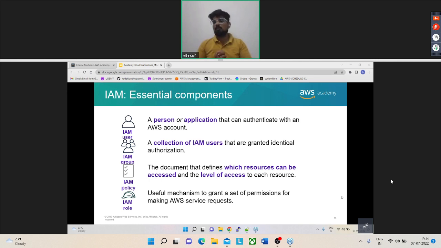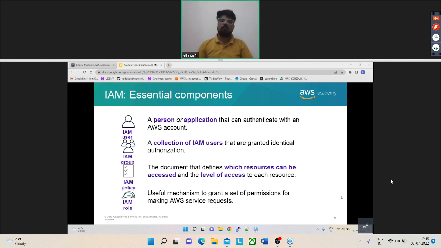AWS has created IAM groups, and inside an IAM group you can add any number of users. Whenever you create an IAM policy with permissions and apply that policy to a particular IAM group, all the users who are part of this group automatically inherit all the permissions. So in a simple way, an IAM group is a collection of IAM users. You can consider it like an organizational unit.